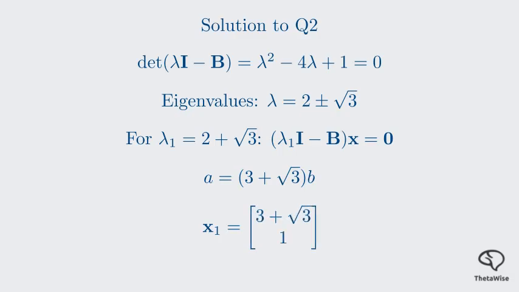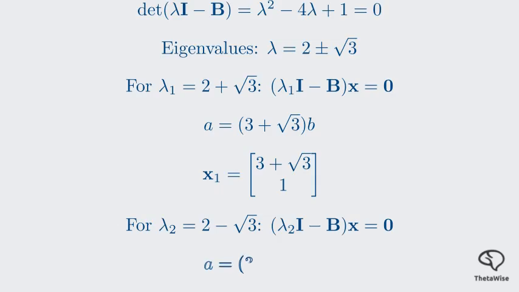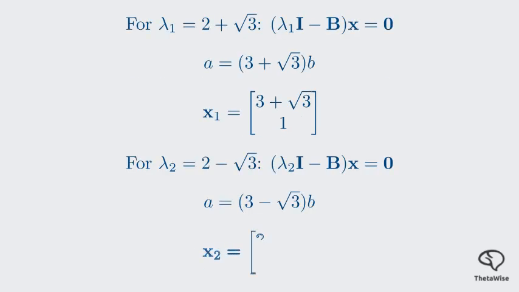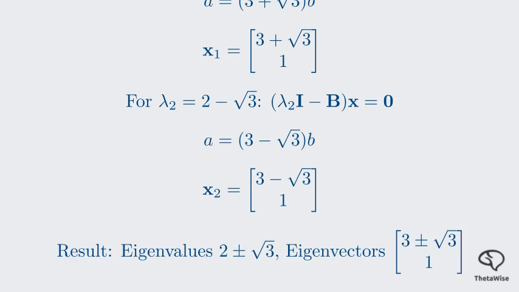Next, for the second eigenvalue, lambda 2 equals 2 minus root 3. Solving (lambda 2 I minus B)x equals 0, we find that a equals (3 minus root 3)b. With b equals 1, the eigenvector is (3 minus root 3, 1). So we have found the eigenvalues 2 plus or minus root 3 and their corresponding eigenvectors. Well done if you solved this one correctly.